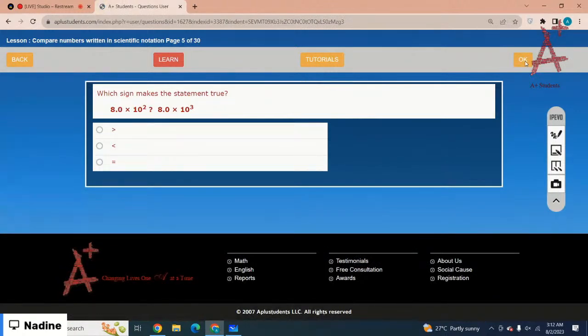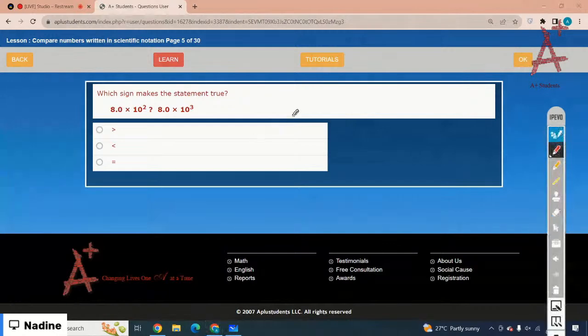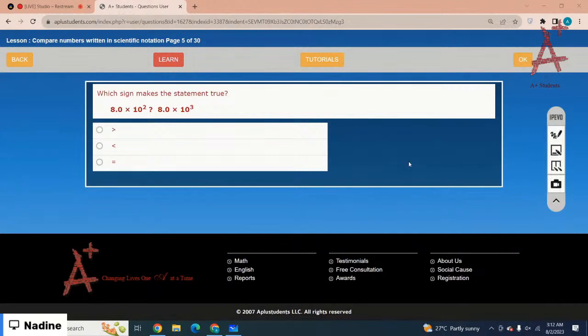Okay, which sign makes the statement true? 8 times 10 exponent 2 and 8 times 10 exponent 3. So which is the correct option? Here you have 10 exponent 2 and here you have 10 exponent 3. So 2 is less than 3, right? That means 8 times 10 exponent 2 is less than 8 times 10 exponent 3, right? The correct option is less.